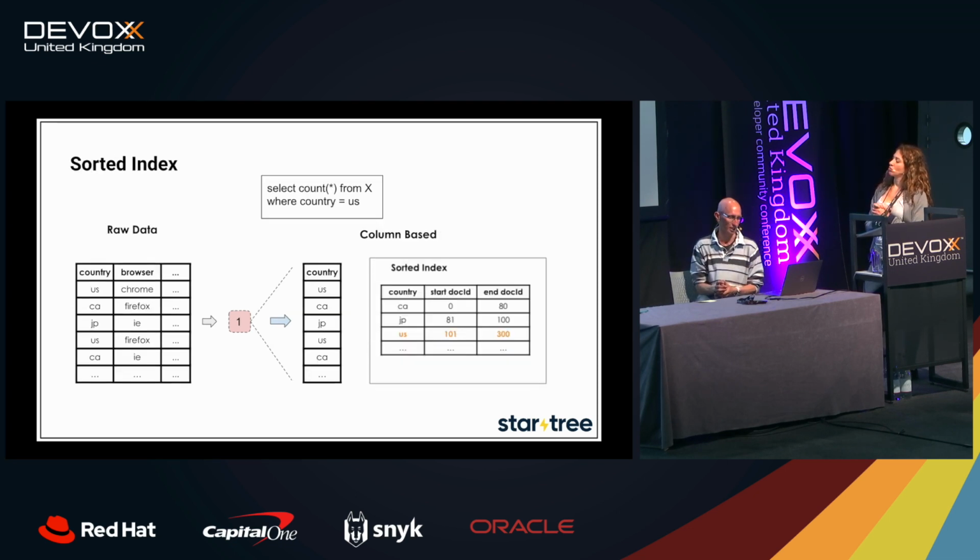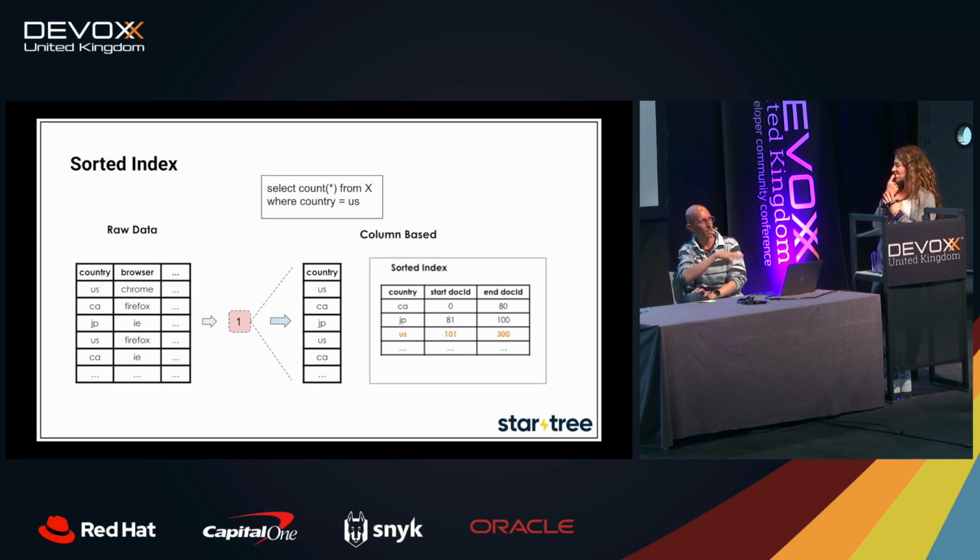And then just one more to look at. This is called a sorted index. The idea here is that everything with the same value is next to each other in memory. So if I say I want to find all the values of the US, I zoom into the memory map file, I start at position 101, I go to 300, and I can just read it all into memory.